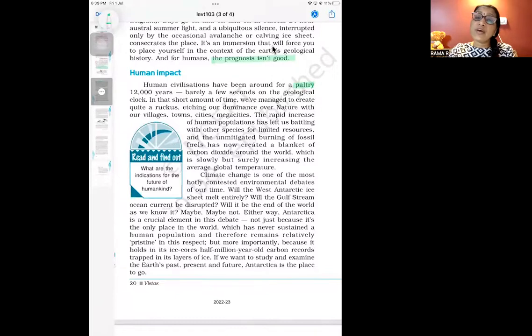Human civilizations have been around for a paltry 12,000 years, barely a few seconds on the geological clock. What is the meaning of barely a few seconds? If we look at the geology of the earth and at evolution, we, the humans, have been on this earth only for 12,000 years. That is like asking how much one second is worth in an hour.